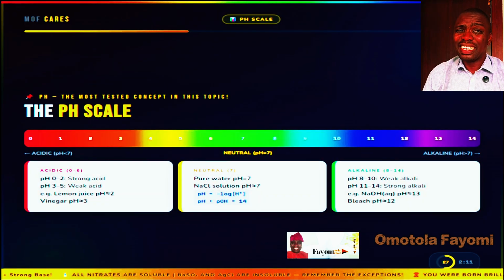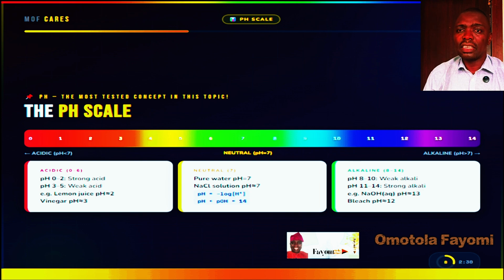What about the pH scale? The pH scale is one of the most fundamental concepts in this topic and is tested in almost every JAMB paper. The pH scale runs from 0 to 14. 0 is the most acidic, 14 is the most alkaline, 7 is neutral, as in pure water. Everything below 7 is acidic.